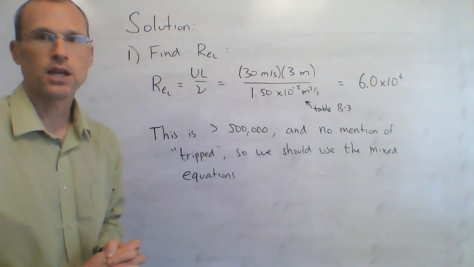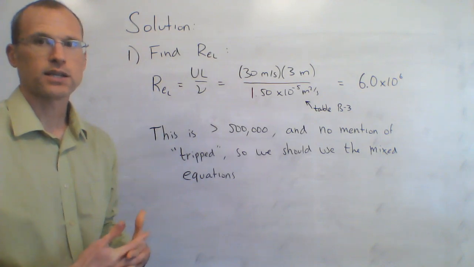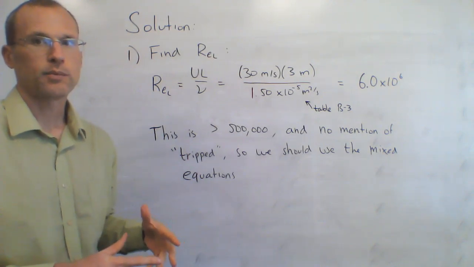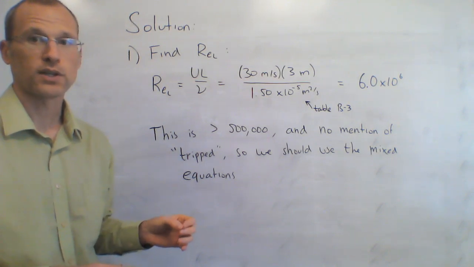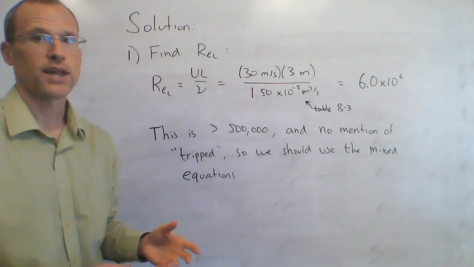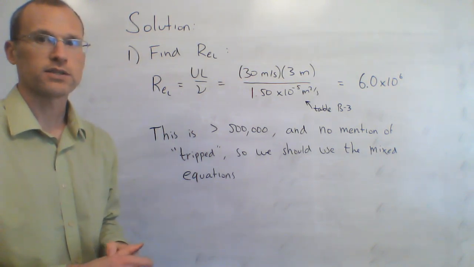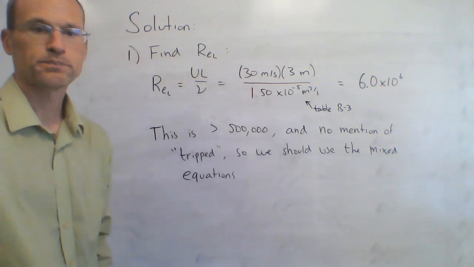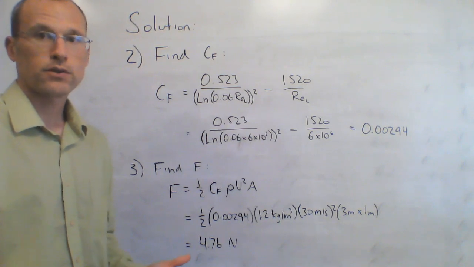Now 6 million is bigger than 500,000, so we're in the turbulent case here, but the problem didn't say that the boundary layer was fully turbulent from the leading edge, didn't say that it was tripped. So because it didn't say that, I can safely assume that the boundary layer is going to be a mixed boundary layer. So the equation I want to use for my CF is the mixed equation.